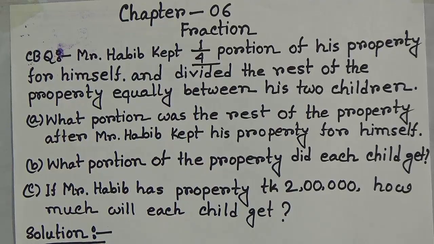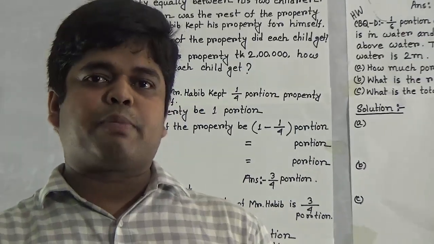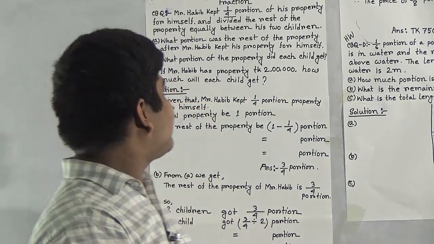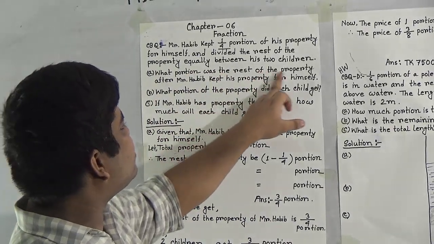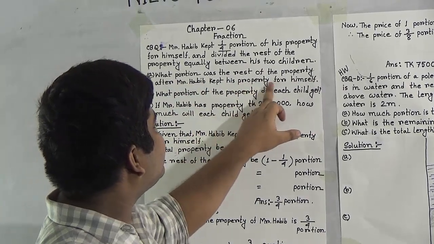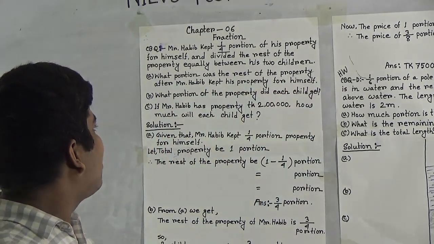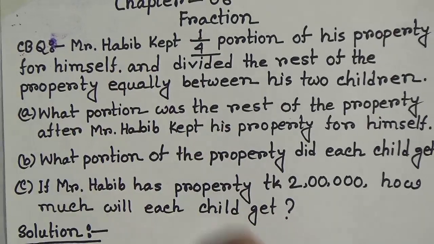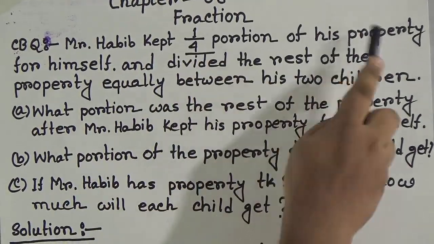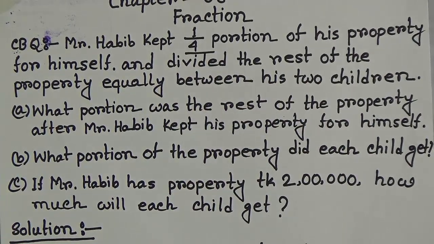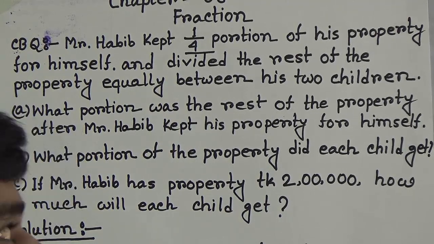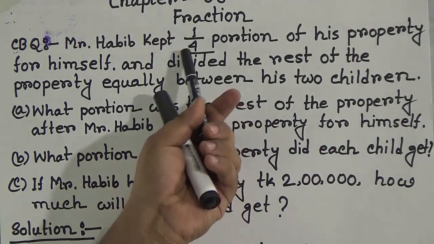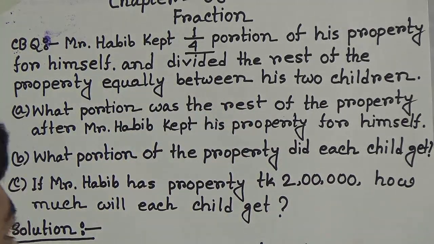My dear students, before starting to solve this math, at first you make a plan for how to solve it. The first question is, what portion was the rest of the property after Mr. Habib kept his property for himself? At first we want to know what portion of property Mr. Habib kept for himself. From the stem we can say that Mr. Habib kept 1/4 portion of his property. Suppose we consider the total property is 1. So we subtract the portion which Mr. Habib kept for himself, then we get the rest of the property. So let us solve this first question.